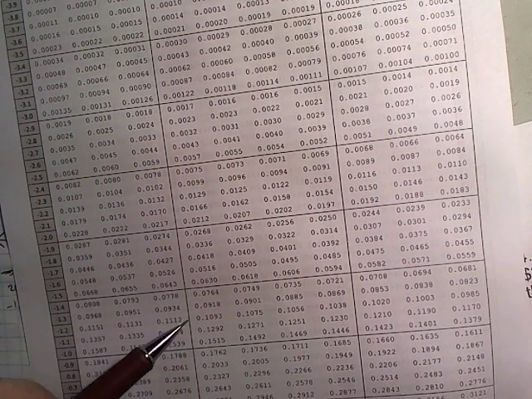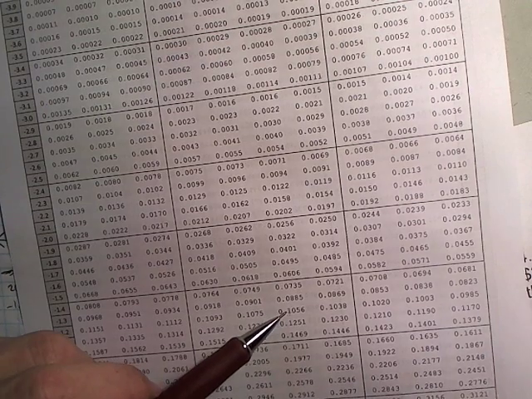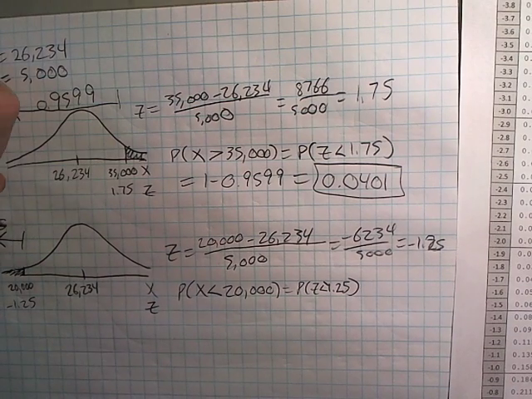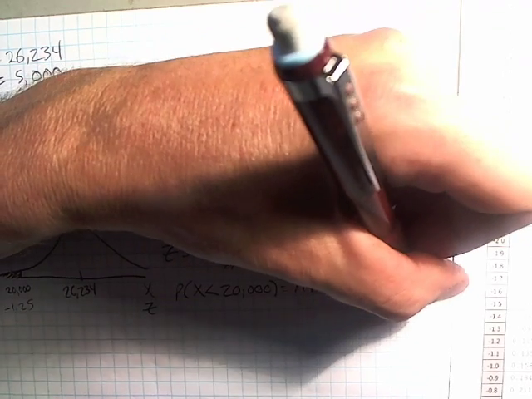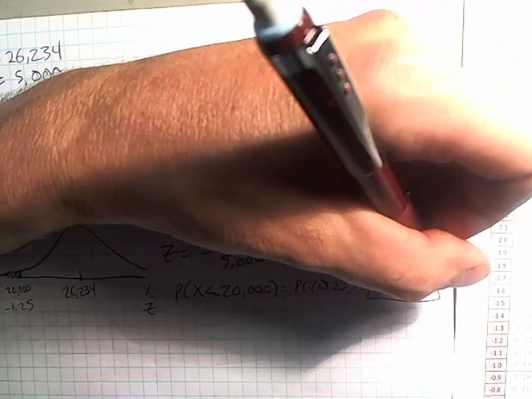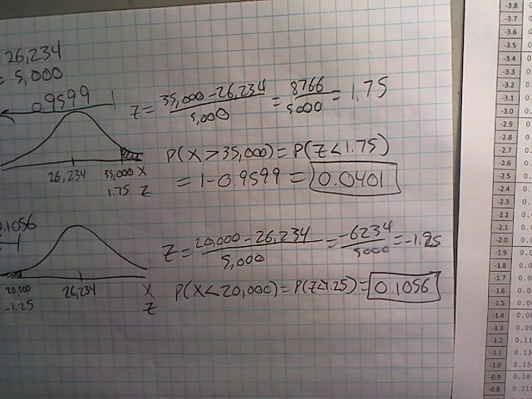Negative 1.25, 0.1056. So 10.56% is our answer to part B.